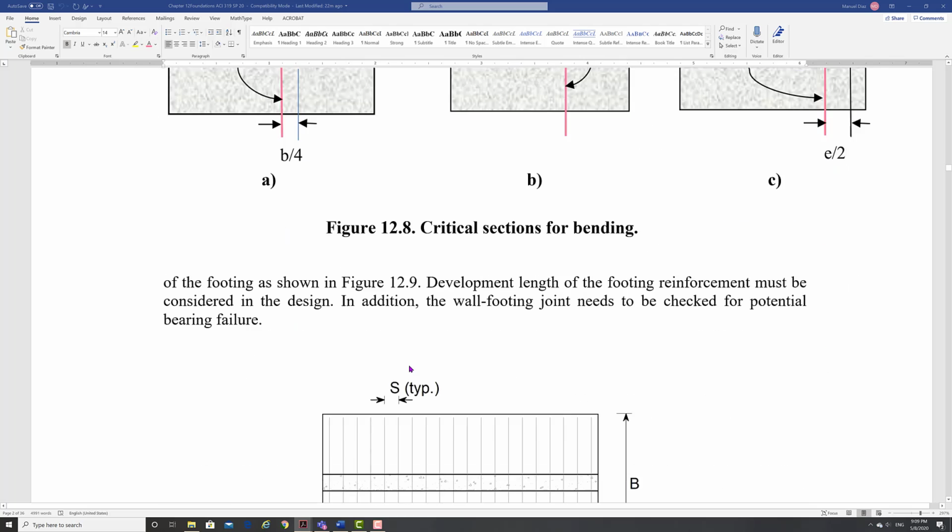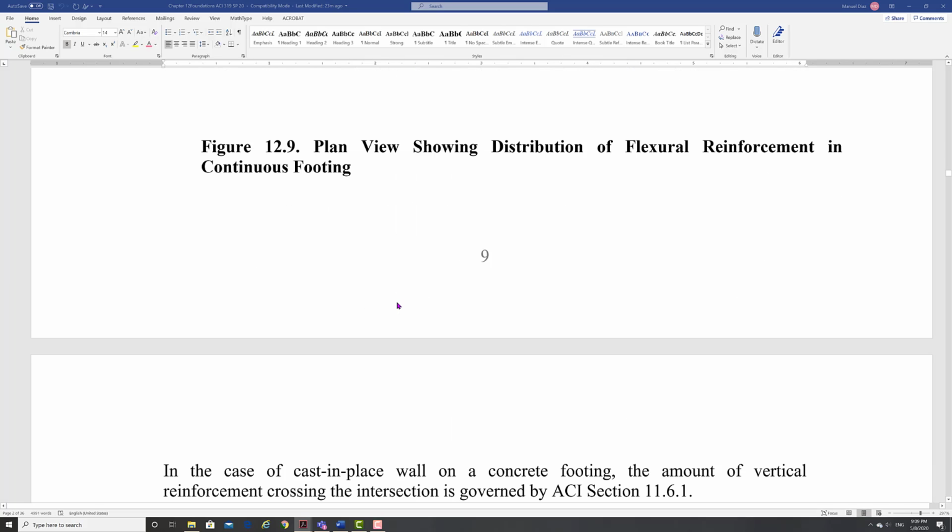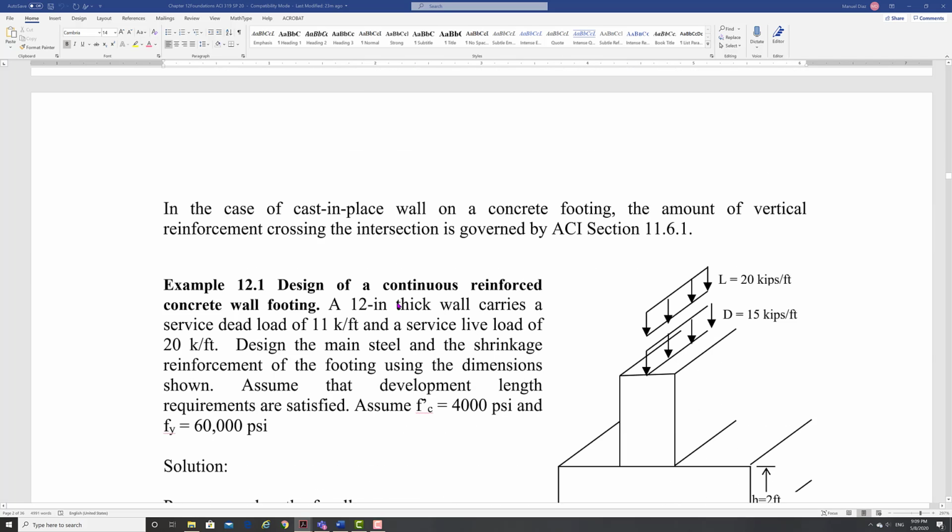So for the strip footing, all you're going to put is these bars going that way. This is the wall, this is your strip footing, B, and you're going to put these bars, so it's like a slab, at the spacing S. That's what you're going to do. There are of course other things that need to be done, but that's the basic concept.